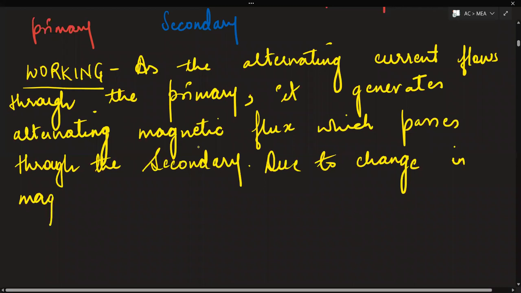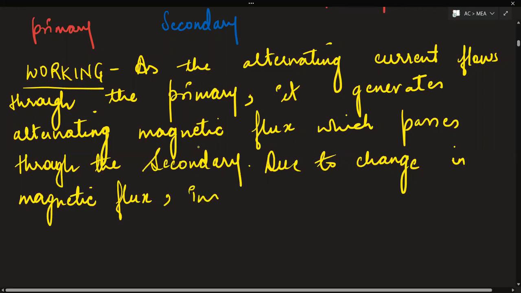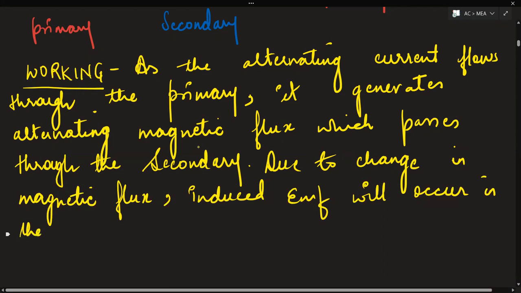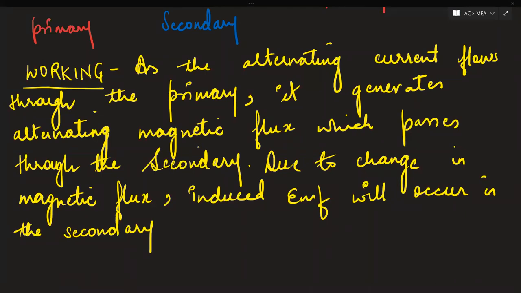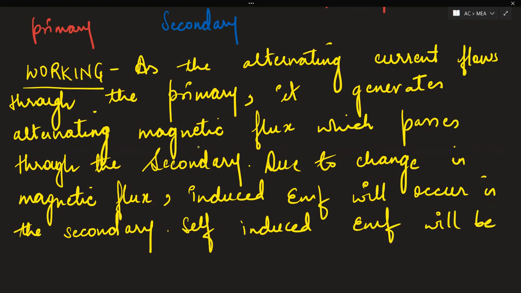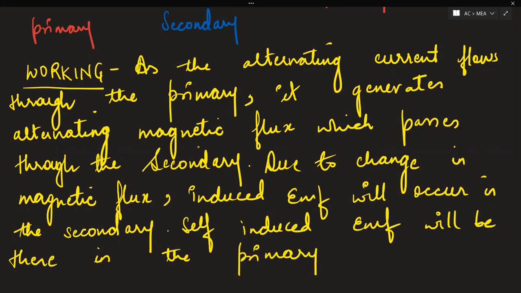So due to change in the magnetic flux, induced EMF will occur in the secondary, and also there will be a self-induced EMF in the primary coil as well. Fine.